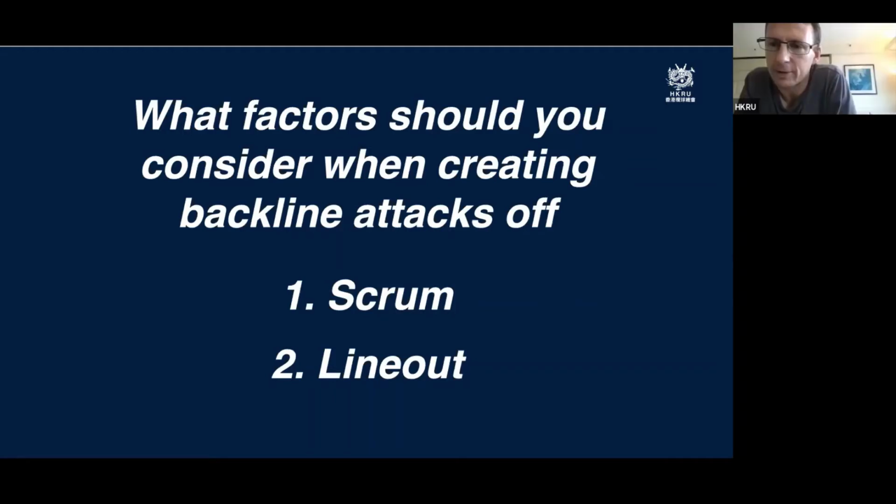Nice stuff. I like the way you've thought about that in terms of the space between the team with the ball and the team without the ball. Great. The other group on the line out? Yeah, the same.